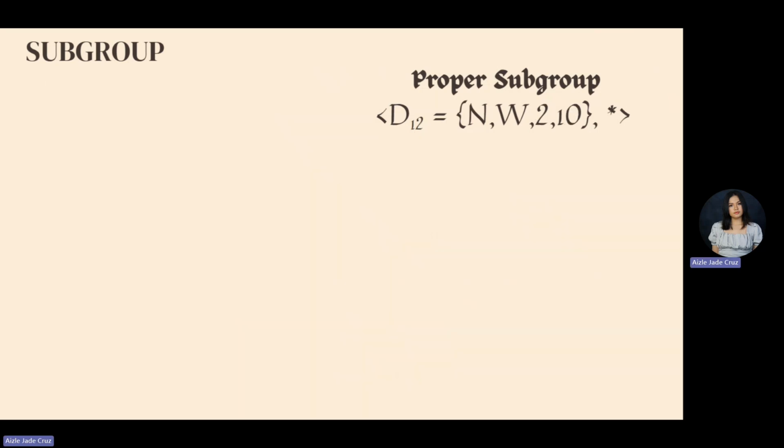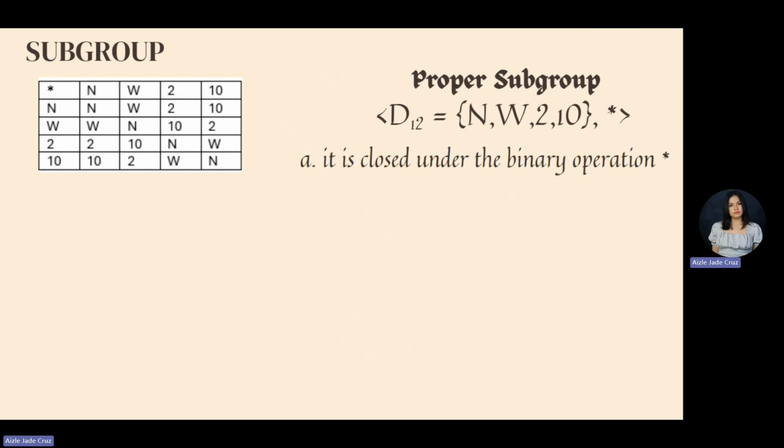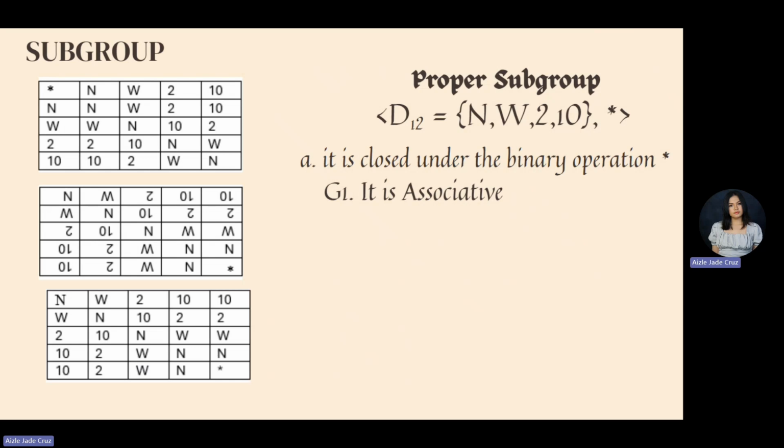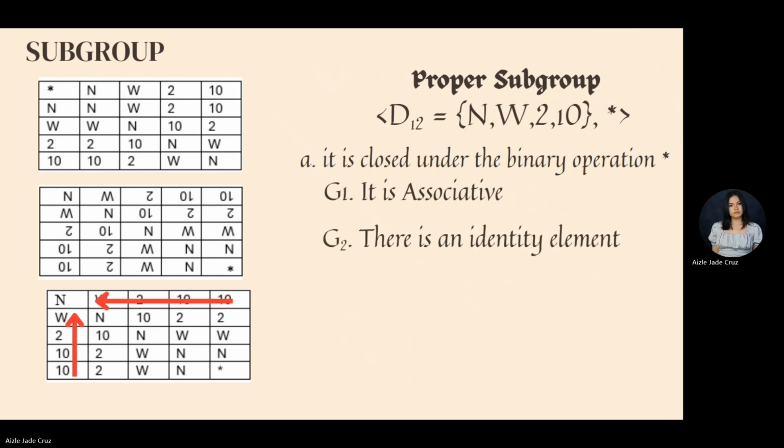So next one, G sub 12 consisting of the elements n, W, 2, and 10 under the binary operation star. G sub 0, it is closed under the binary operation star. G sub 1, it is associative because if we rotate the table by 180 degrees, we can get the structure of the original table. Therefore, it is associative. Then next, there is an identity element which is n.